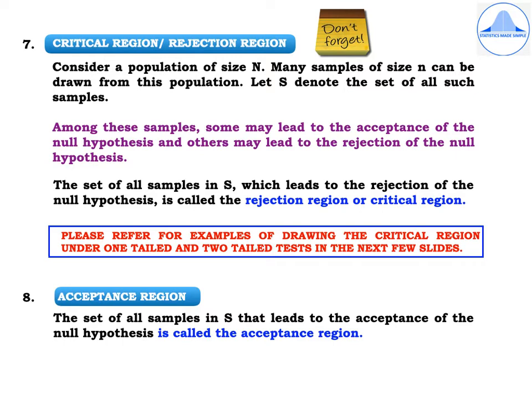So, the samples which lead to the rejection of the null hypothesis are called the rejection region or the critical region. When a question is asked to define a critical region along with a diagram, you can please refer to the diagrams which I have explained under one-tailed and two-tailed tests in the next few slides. The acceptance region is the set of all samples in S that lead to the acceptance of the null hypothesis.